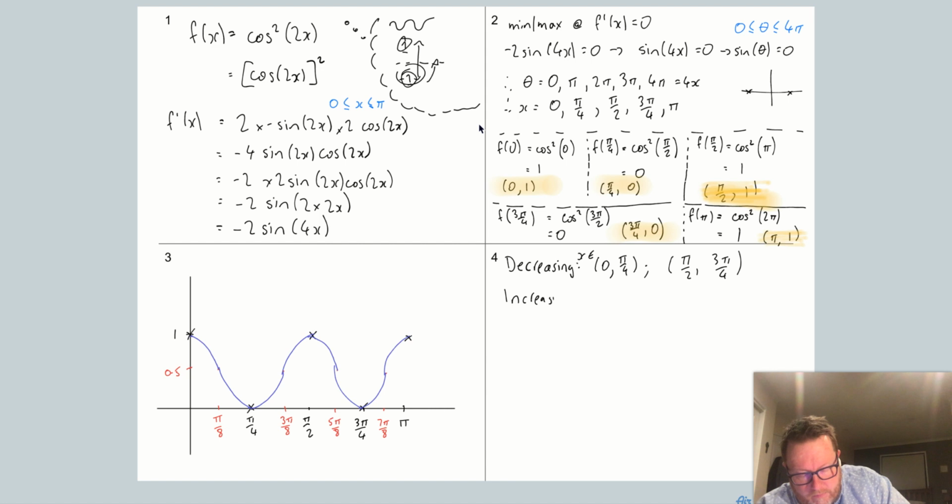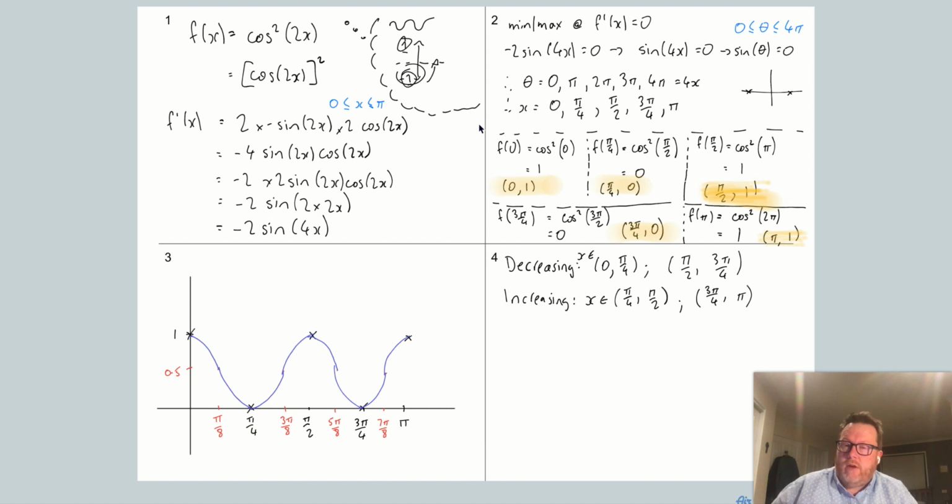Where is it increasing? Okay, it's going up from pi on 4 up to pi on 2. So I can write that down: pi on 4 up to pi on 2. Again, remember, these are not coordinates. These are sets, set notation. They're not increasing at those endpoints because they're turning points, but they are increasing up to those endpoints. And then the last one is it's increasing from 3 pi on 4 up to pi. So I can go 3 pi on 4 and pi, like so. So that's where it's decreasing and increasing.